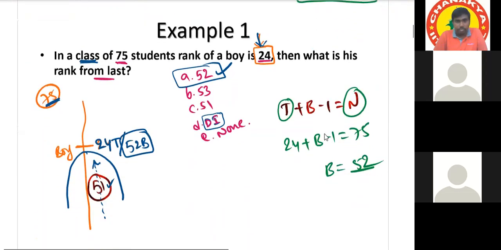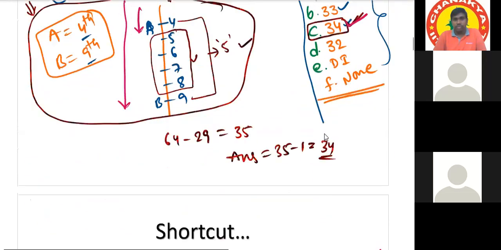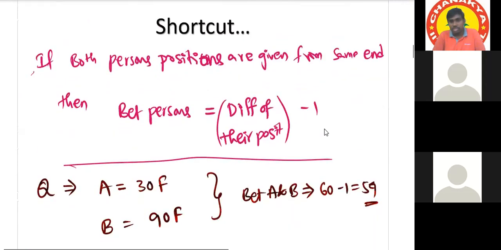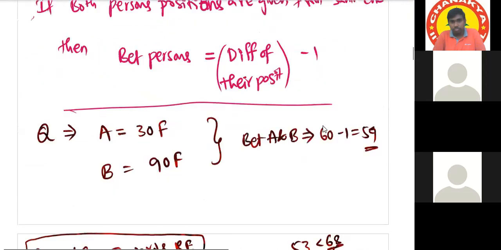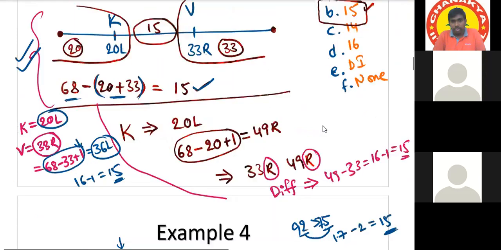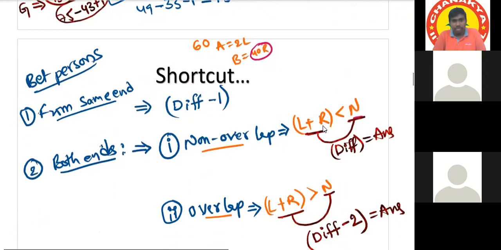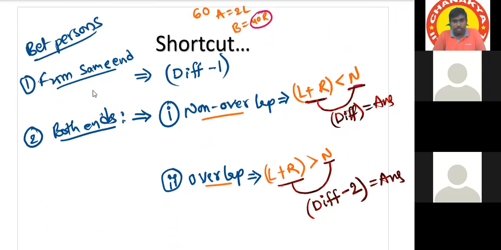We have done some examples also. We have taken one shortcut for between persons. Remember this? Let me ask a question. How many will use this shortcut? I will say no.